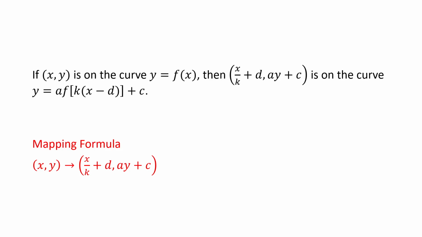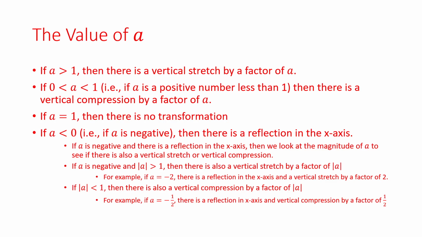Now here's a mapping formula. If (x, y) is on the curve y = f(x), then (x/k + d, ay + c) is on the curve y = af(k(x - d)) + c. That leads us to a mapping formula which is shown below in red. Make sure that you factor k in the input of the function if it's not already done.